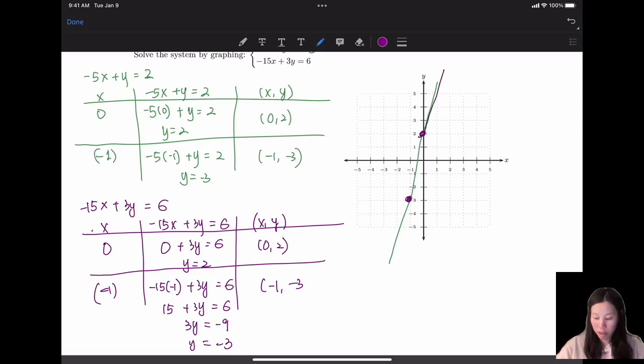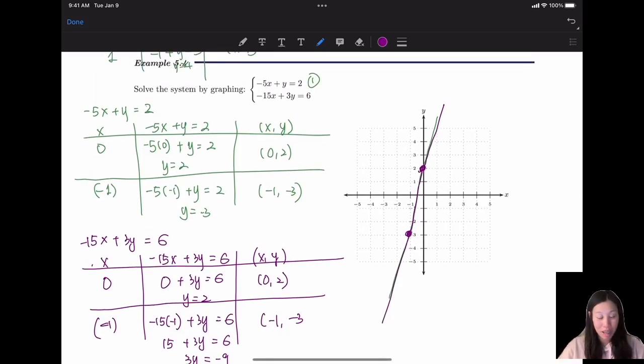When I connect them together, you should get the same line. So this line is overlapping. They are the same line. Means what? They have infinitely many solutions. Because all the points are intercepts. All the points on the lines are intercepts.